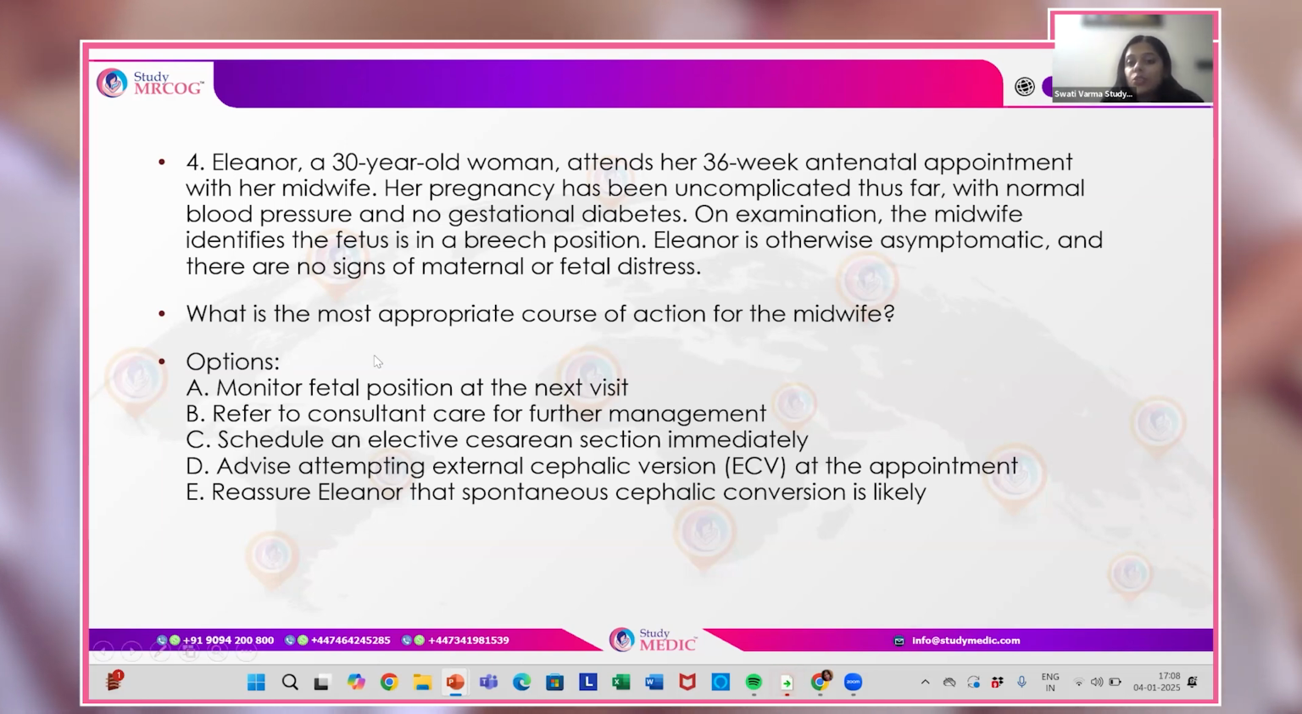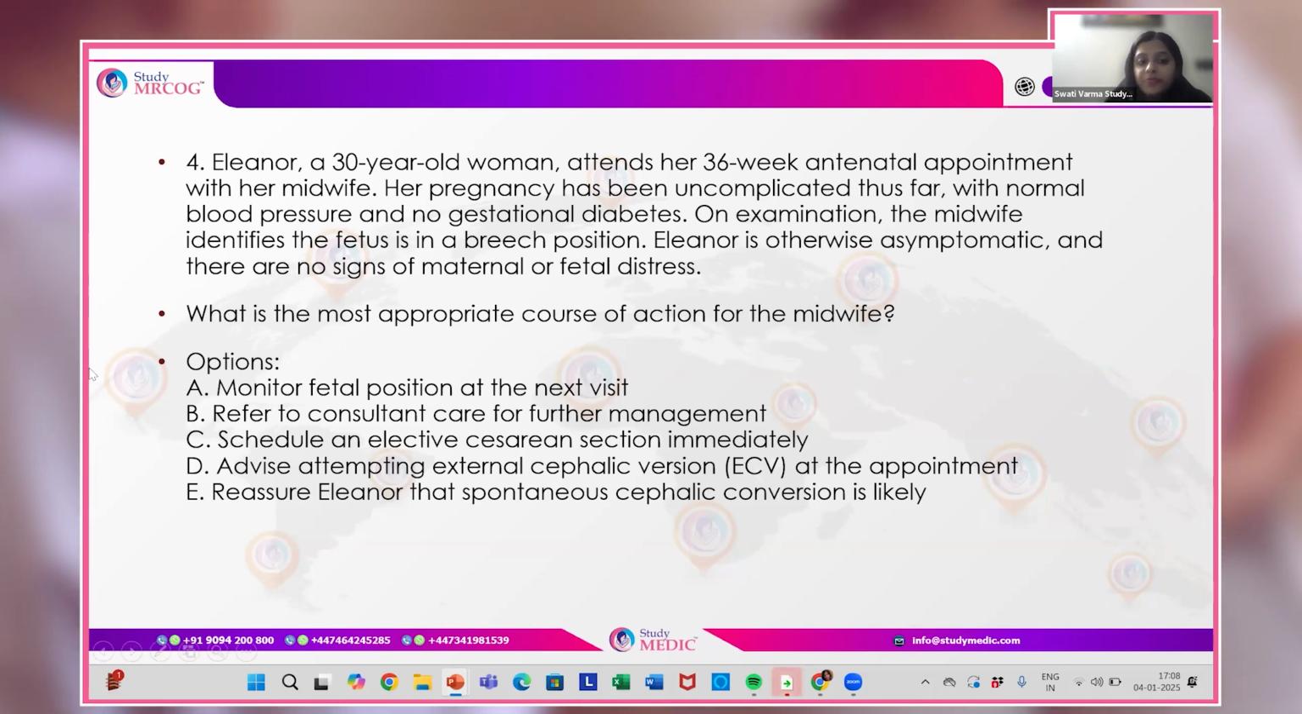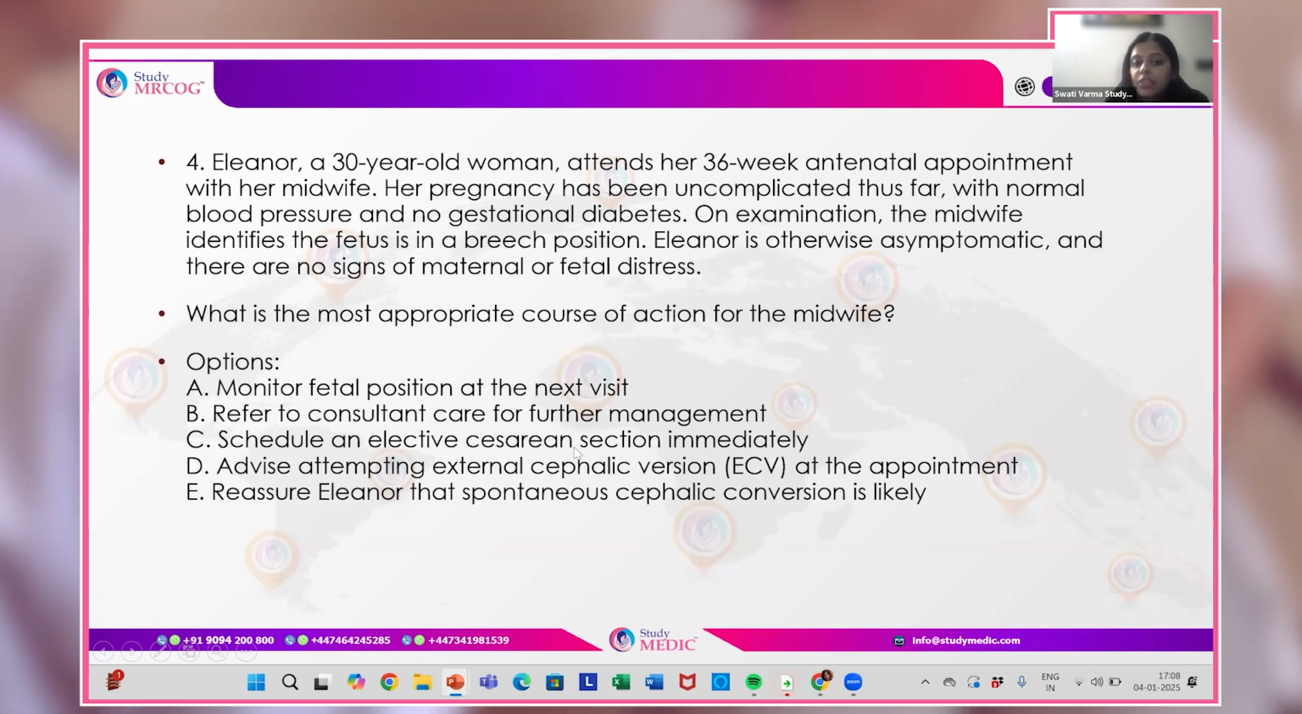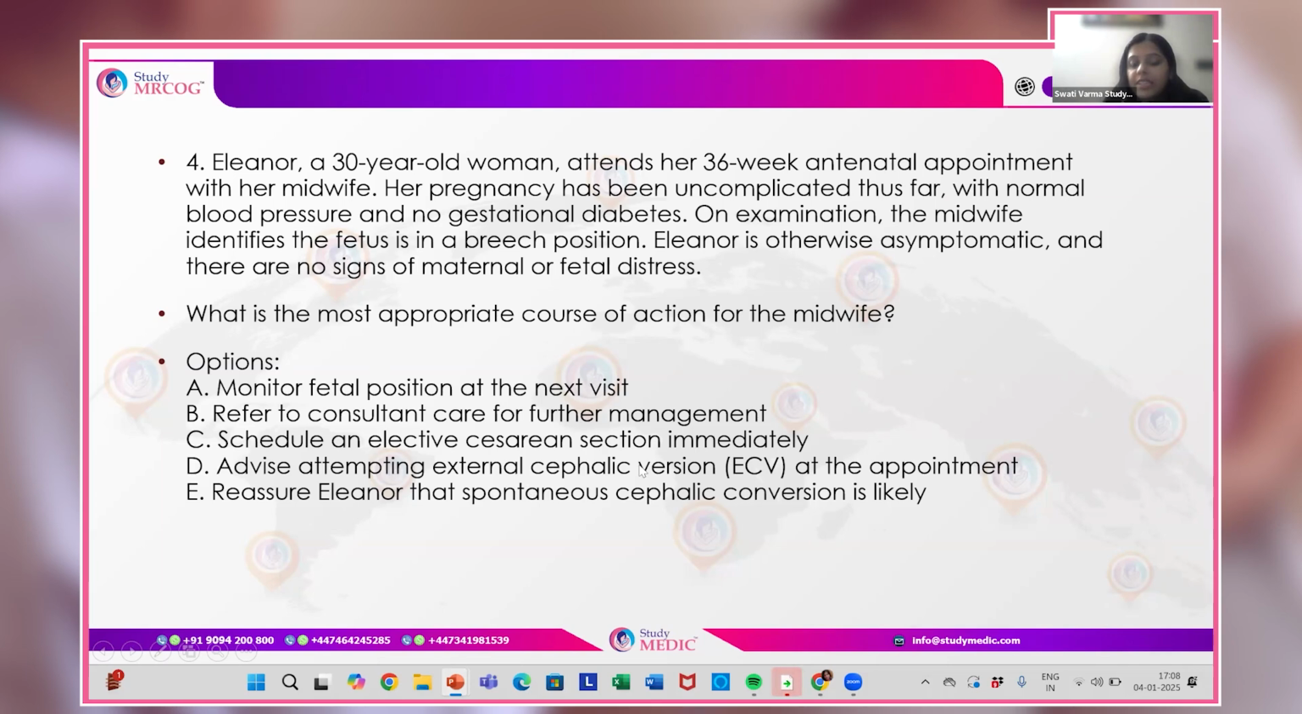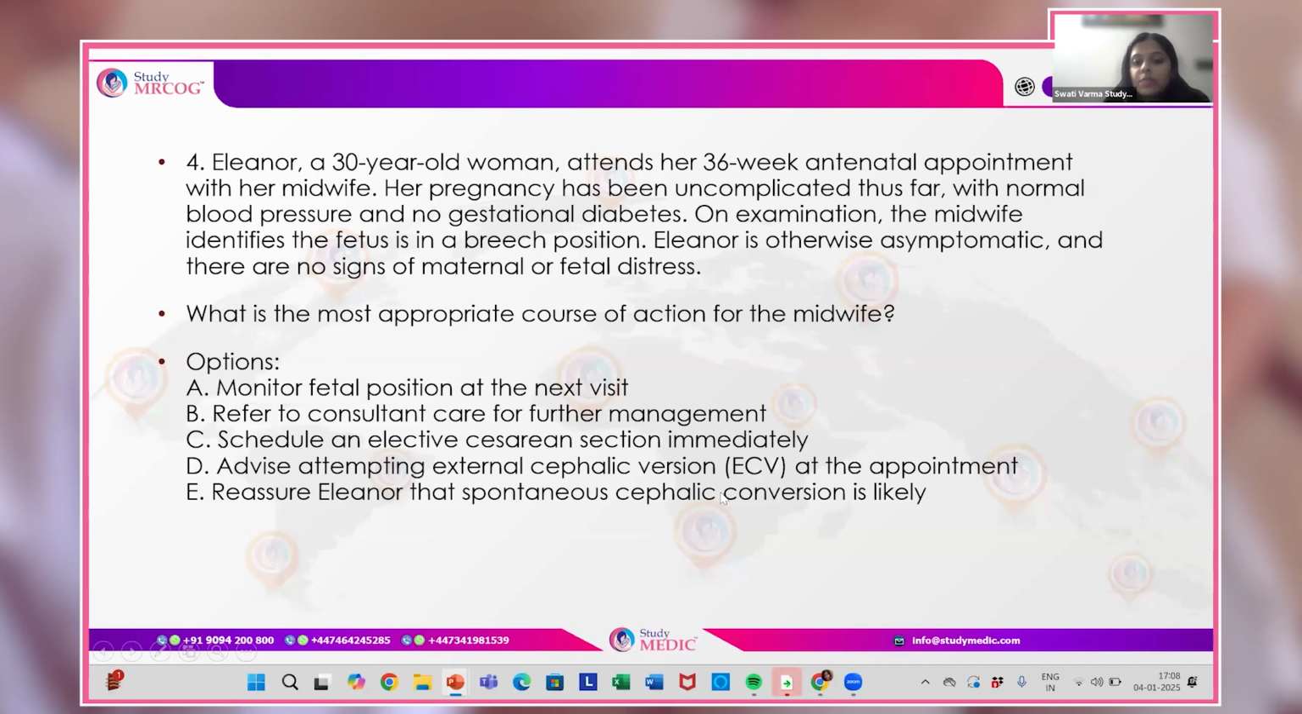Now here we would like to analyze the options one by one. Monitor fetal position, refer to consultant care, schedule an elective cesarean section immediately at 36 weeks, advise attempting ECV at the appointment. ECV by the midwife, would it be feasible? Reassure her that spontaneous cephalic version will happen. Obviously not.